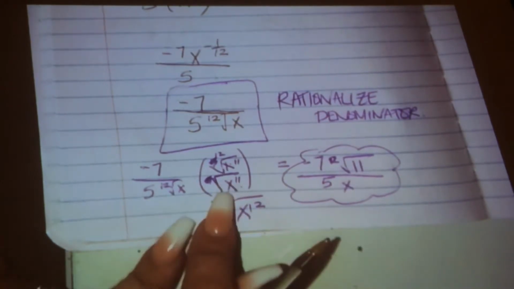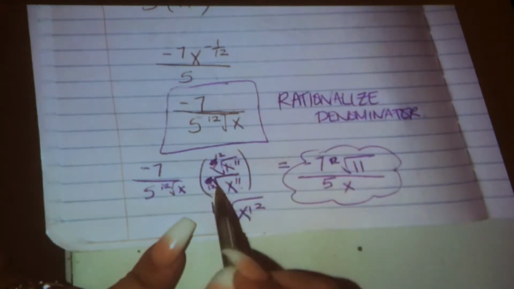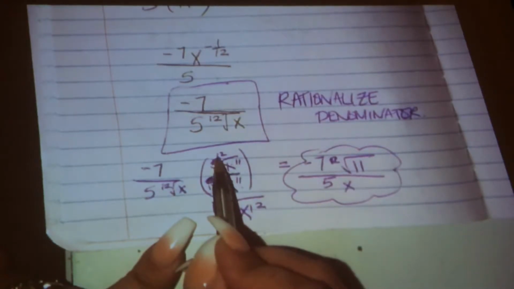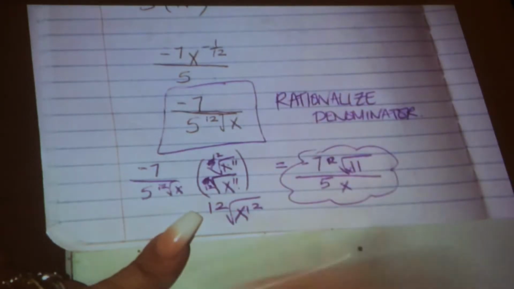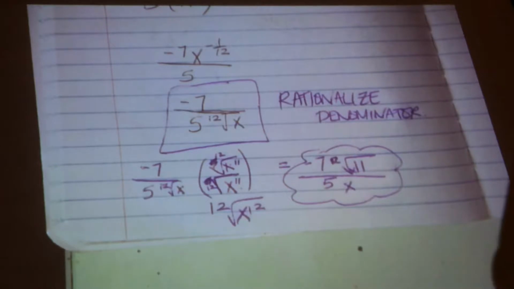But whatever you do to the denominator, you need to do to the numerator. So if you do a 12th root of x to the 11th on the bottom, you need to do the 12th root of x to the 11th to the top. Which is why, ooh, this should say x to the 11th. Thank you. This is so ugly. Can I rewrite this? 12th root of x to the 11th.